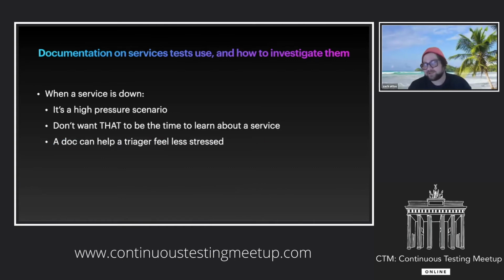Here's some reasons why to do that. When a service is down, it's really high pressure. You don't want that to be the time to be learning about the stars service. You want to be able to solve the problem quickly. If there's a document that explains how to investigate those various services, it can help a triager feel less stressed. We want to empower people to be able to figure out what's going wrong for themselves, and be able to investigate. This is for those cases where maybe your error messages describe part of the problem, but you might want to find more data to back that up.